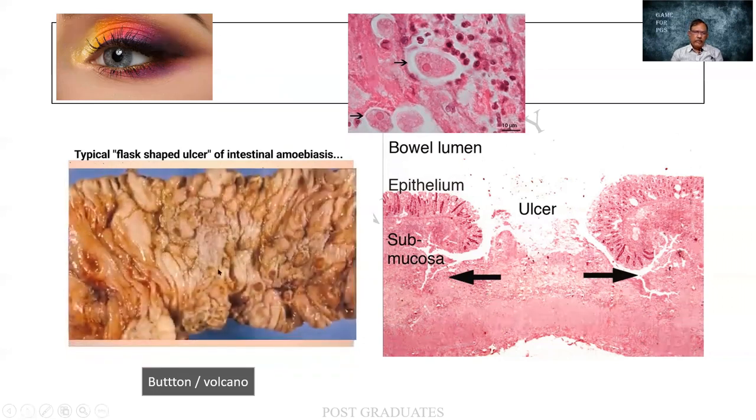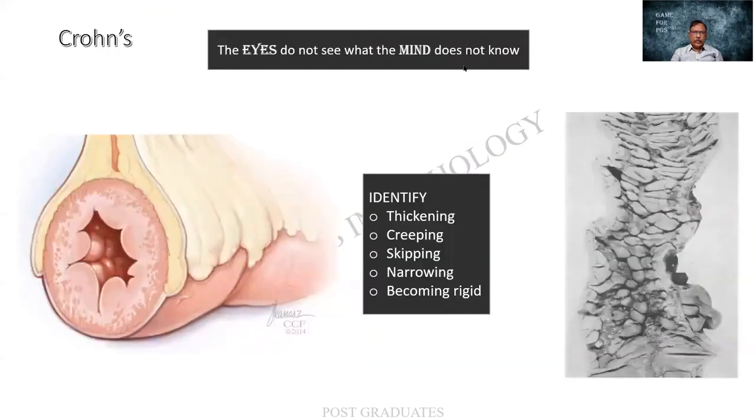And grossly, you will be finding a buttonhole. Look at this one. It's a classical picture. You find a button or a volcanic orifice-like structure, and they'll usually be multiple. I'm finding multiple shallow ulcers, diagnostic of amoebiasis. Have an eye for this. The eyes do not see what the mind does not know.